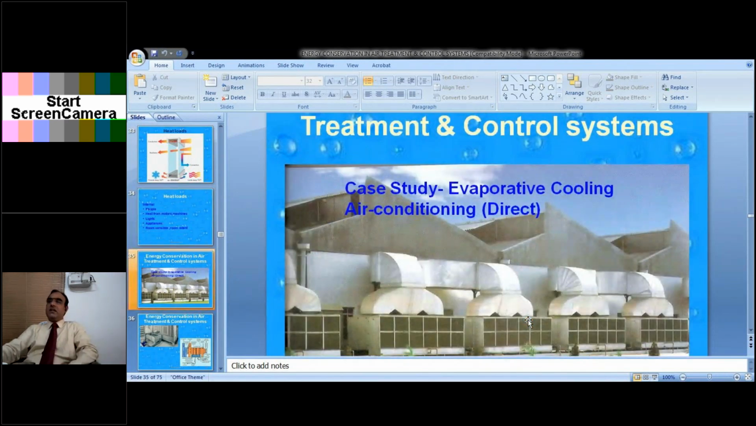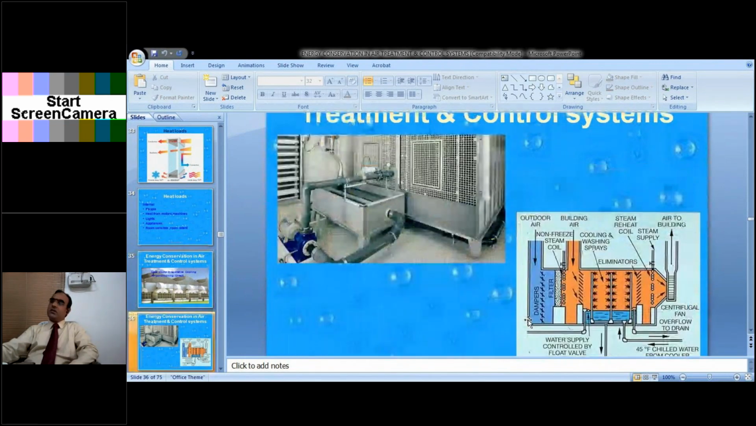So we will see a case study on evaporative cooling air conditioning, direct evaporative air conditioning. This is a simple system. We have a fan. Then there will be spray banks spraying the recirculating water. Then there will be filters. Then there will be provision for controlling the air through dampers. There will be a provision for recirculating the air and taking the fresh air. And there will be water drop eliminators to eliminate the water from the air.